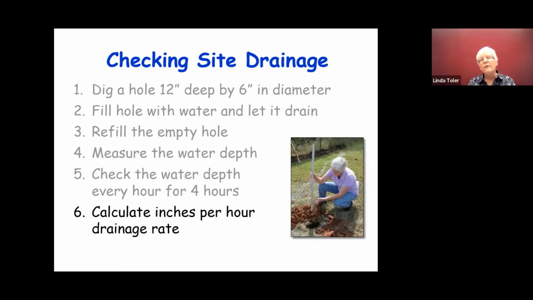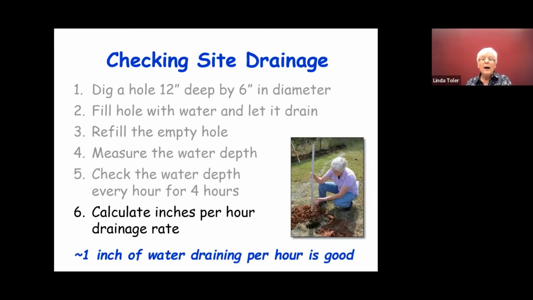So for example, if in 4 hours, 4 inches of water drained out of the hole, then your drainage rate is 1 inch per hour. And as a matter of fact, 1 inch per hour is a good draining soil for a rain garden.